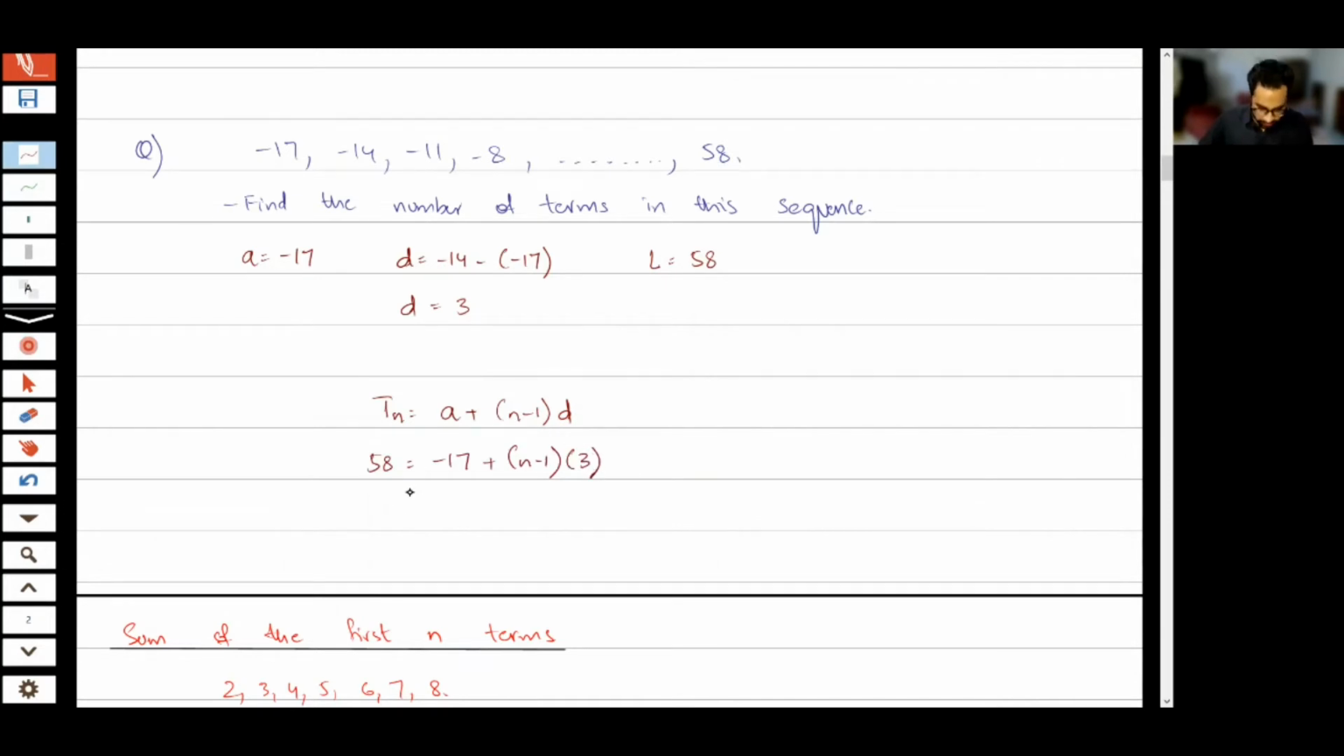Right? So here, 17 will go on the other side and will get added with 58. So what is 58 plus 17? It is 75. Okay? And I'll be left with n minus 1 into 3. So I'll get n minus 1 equals to 75. This 3 will get divided on the other side. Here it is multiplying, so on the other side it will get divided. 75 divided by 3 is 25. So my value of n would be equal to 26.